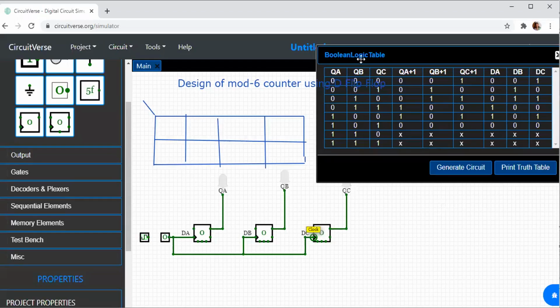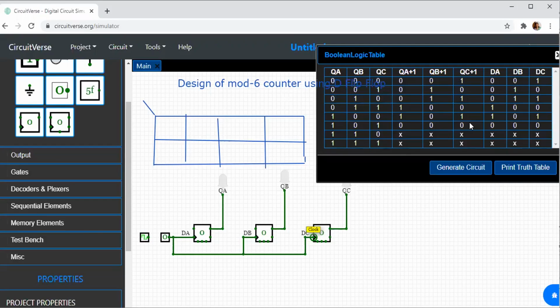Now we'll see design of mod 6 counter using D flip-flop. QA, QB, QC are the inputs. QA plus 1, QB plus 1, QC plus 1, DA, DB and DC. The mod 6 counter will count from 0 to 5. So 0, 0, 0. Next state will be 1. If your next state is 1, it is 2, 2, 3, 3, 4, 4, 5. See, when your present state is 5, it goes to 0.